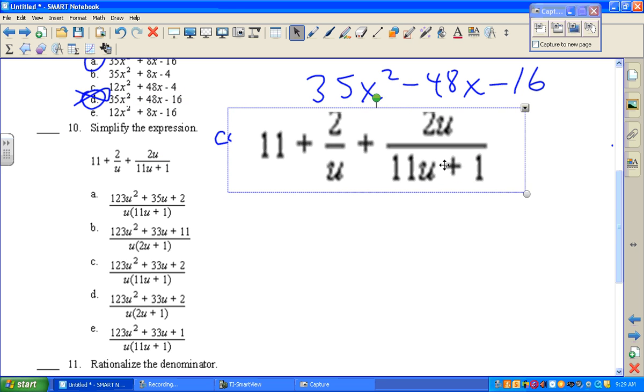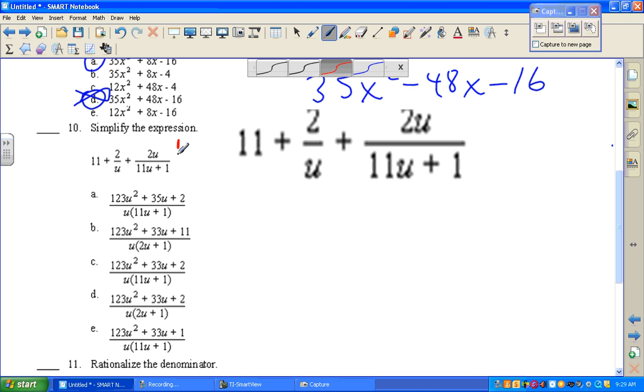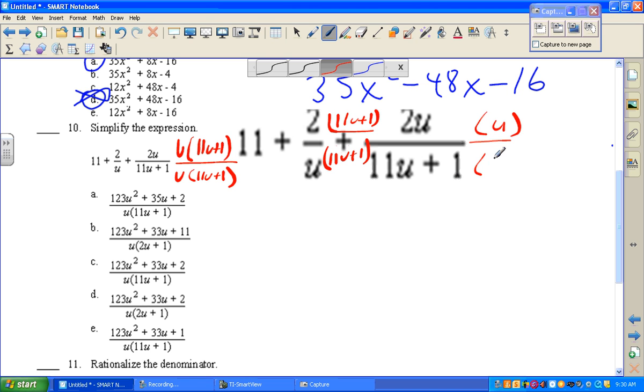All we have to do now is multiply this, and you get u times 11u plus 1 over u times 11u plus 1. This one you're just going to multiply by 11u plus 1, right? It's actually u. Well, the common denominator. Oh. Okay? So the common denominator is going to be 11u plus 1 times the u.